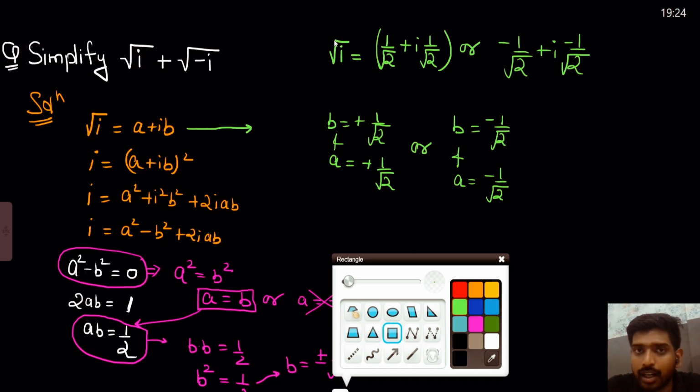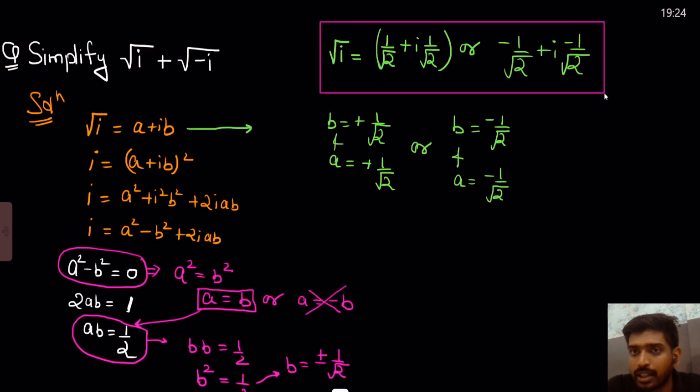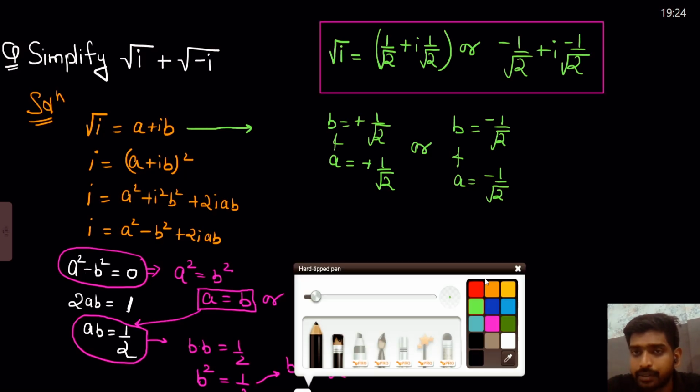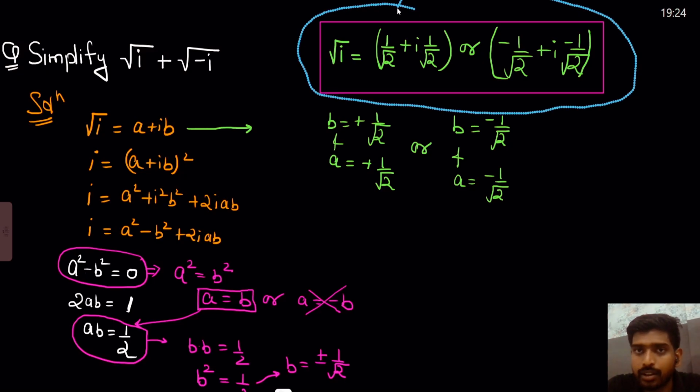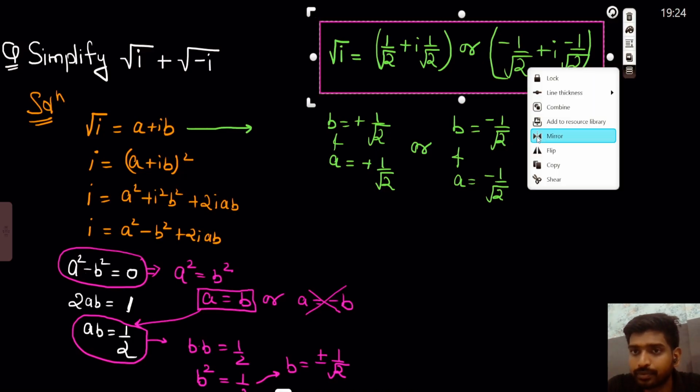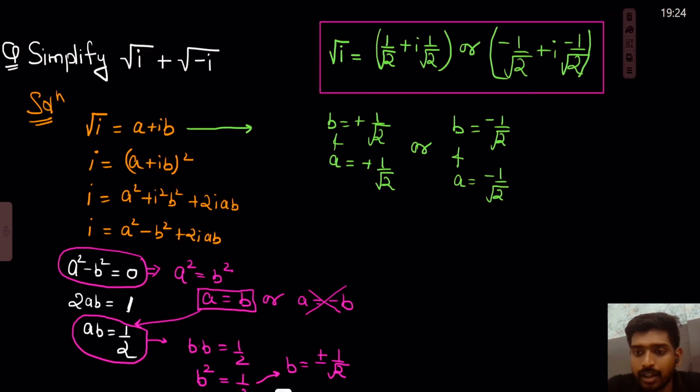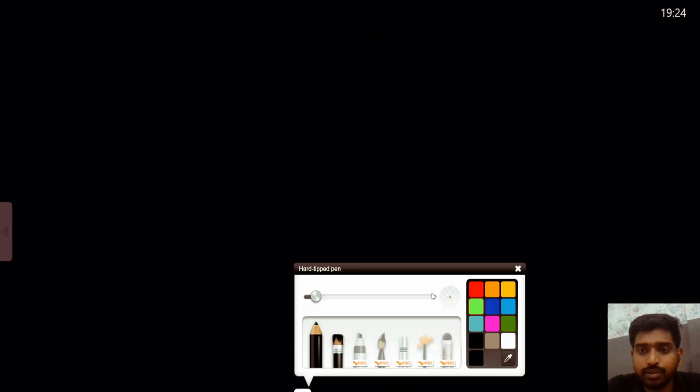After seeing this, under root iota, many people will say that it is a purely imaginary term. But clearly you can see under root of iota is not purely imaginary. Here the real part is also there. Got it? Now we'll find what is under root of minus iota. This I'll copy, so that later we will use this value. Okay. Now next slide, we'll try to find the value of under root of minus iota. So this also we will do using the same method.